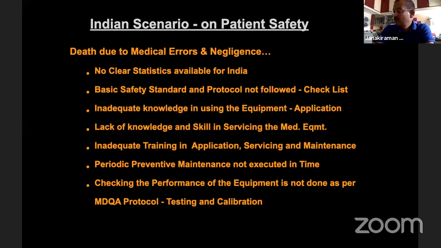We all have two-wheelers, we all have four-wheelers, and every two-wheeler or four-wheeler has periodic maintenance: to change the oil, to change the oil filters, to clean the other filters, and so many things are there. Similarly, for the medical equipment, every equipment has got a preventive maintenance program. Those are not judiciously carried out.